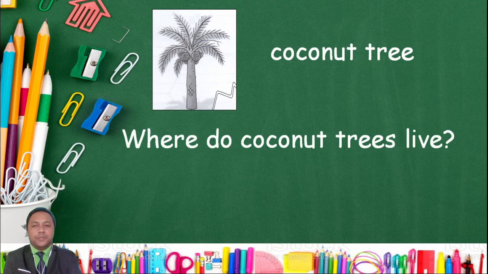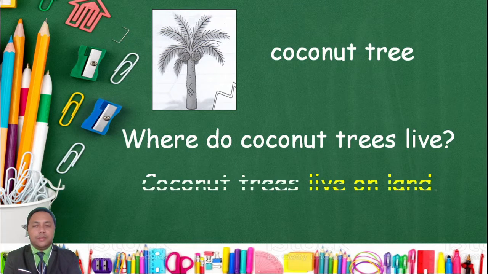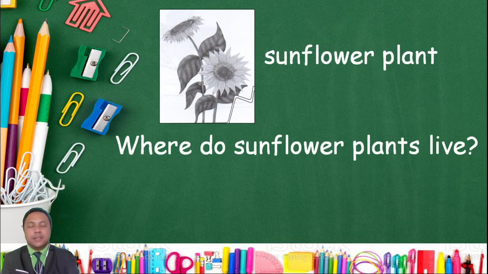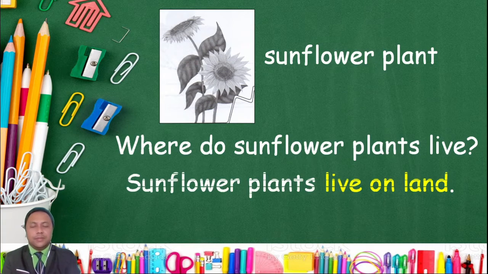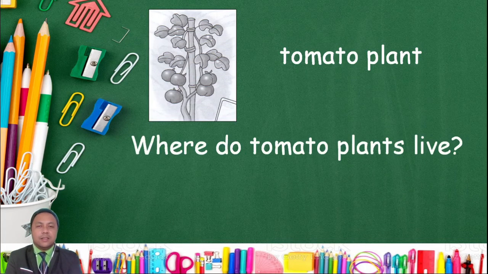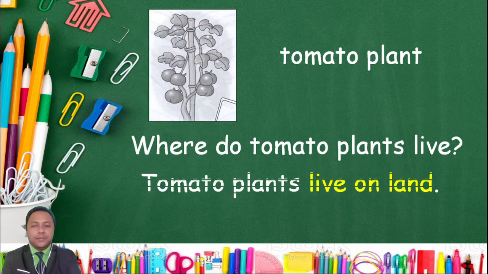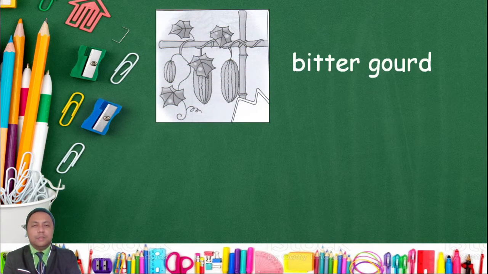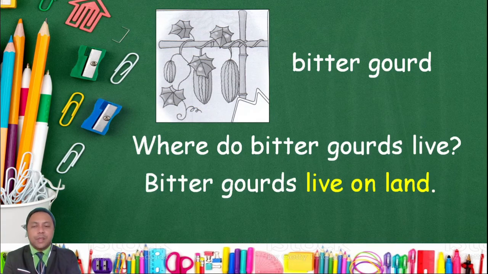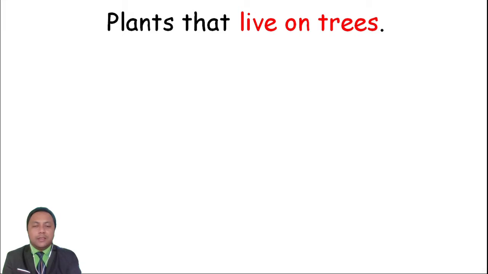Coconut tree. Where do coconut trees live? Coconut trees live on land. Sunflower plant. Where do sunflower plants live? Sunflower plants live on land. Tomato plant. Where do tomato plants live? Tomato plants live on land. Bitter gourd. Where do bitter gourds live? Bitter gourds live on land.